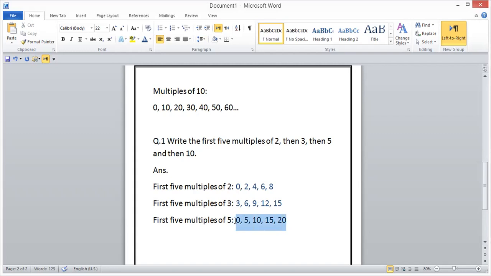So this is absolutely right, guys. Then we will write first 5 multiples of 10. First 5 multiples of 10, I will ask from Minaj. 0, 10, 20, 30, and we can take 40. 1, 2, 3, 4, 5, these are 5 now. That's fine. Thank you. So these are the multiples of 10, guys.